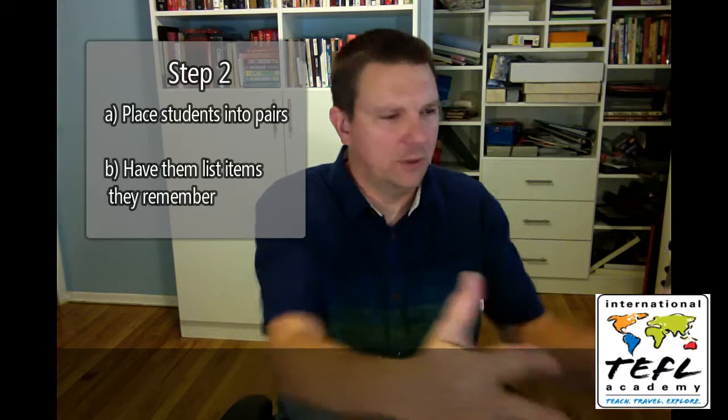Step 2 of the activity, I put the learners into pairs. So you two, you two, you two. And I tell those pairs that they have a few minutes to write down a list of all the items they can remember. You can almost make it competitive. You have 3 minutes, who can write down all of the items that were in that bag.